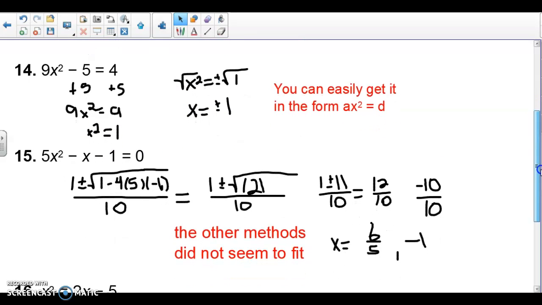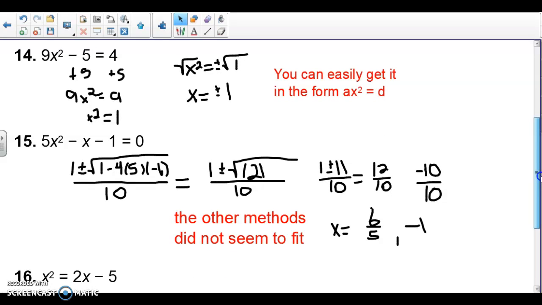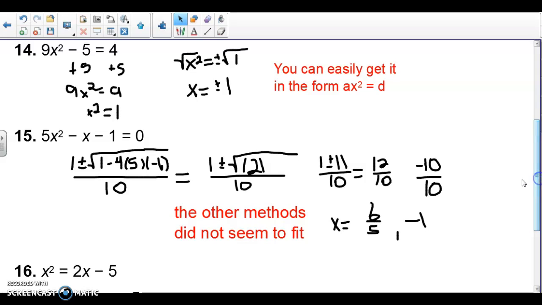For 15, looking at it, none of the other methods really fit, so the quadratic formula was the best possible solution. For that, I wound up breaking it down and getting 1 plus or minus 11 over 10. So my answer was 12 over 10 or negative 10 over 10. So I got 6 over 5 and negative 1 as my answers.